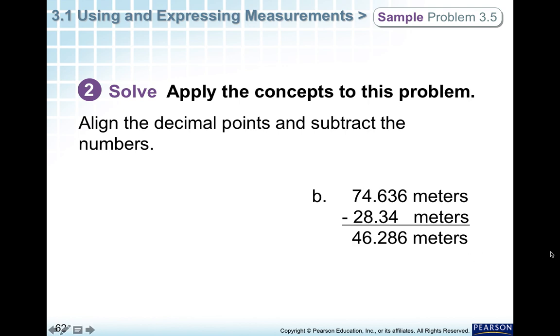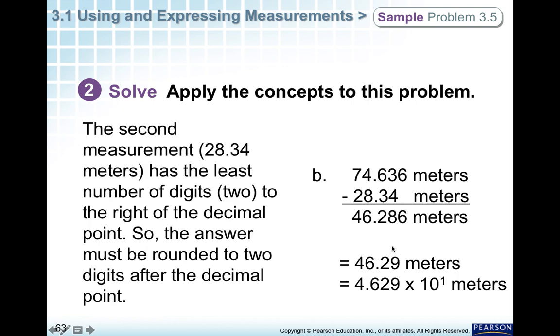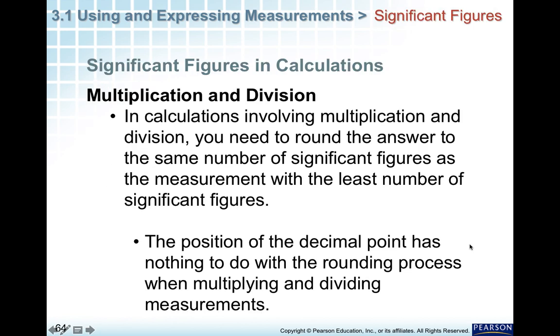So here, again, we look at it. We're going to cut off here between the 3 and the 6 because I don't have a digit here in the thousandths place for 28.34 meters. And so this would round then to 46.29 meters. And again, scientific notation is not necessary.